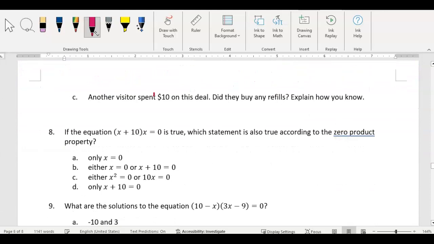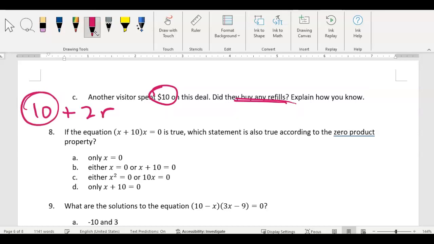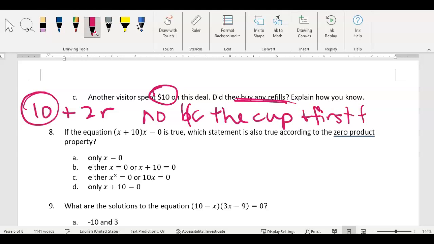Another visitor spent $10 on this deal. Did they buy any refills? Explain how you know. Remember, the equation is 10 plus 2r. So if they already spent $10, can they get any refills? No, because the cup and first fill are $10, right? That alone is $10, and so we can't get any refills if we've spent $10.